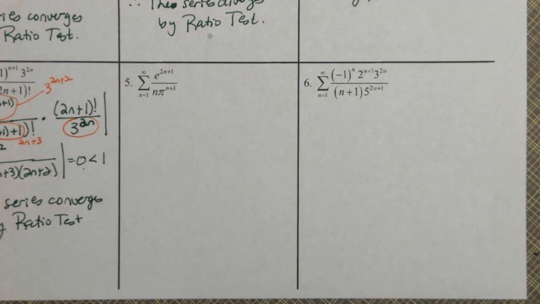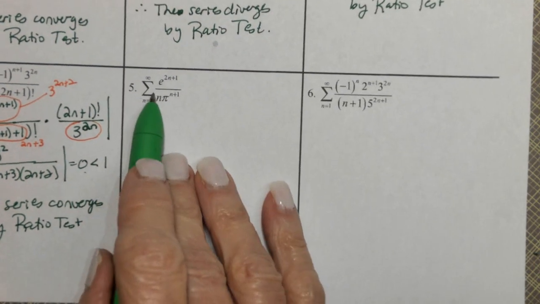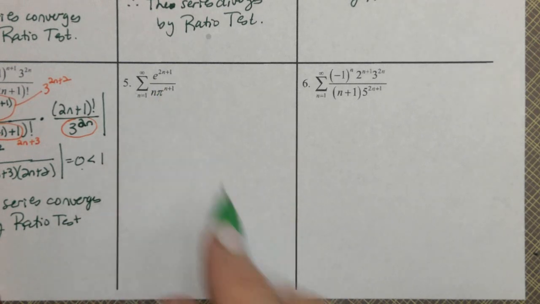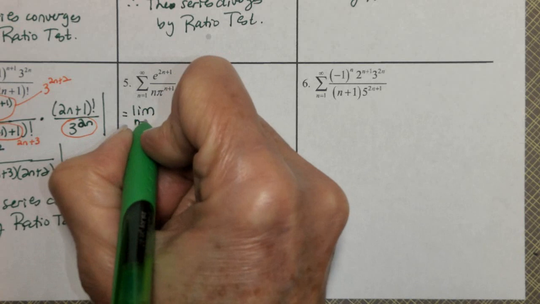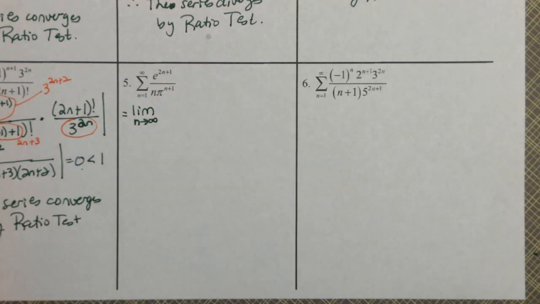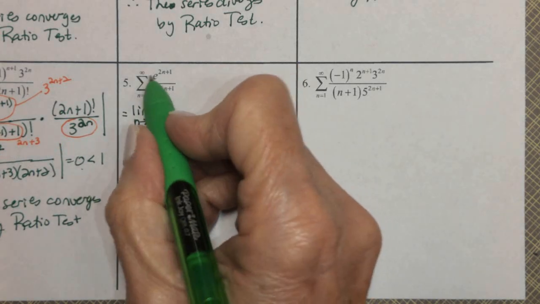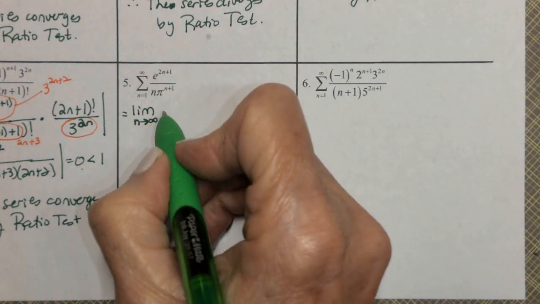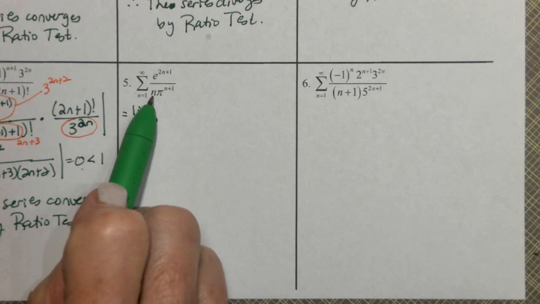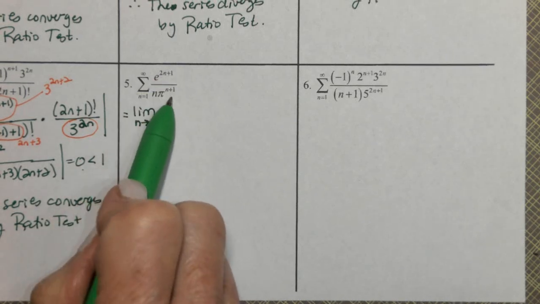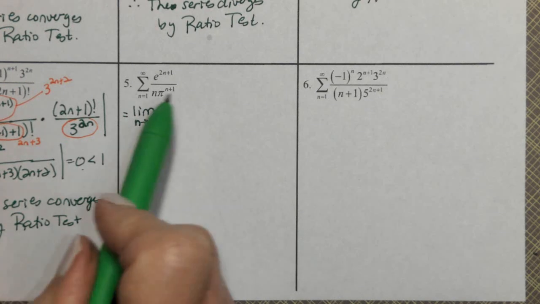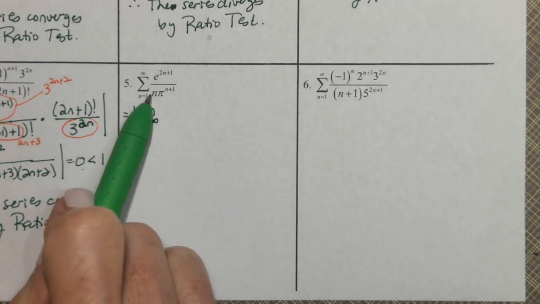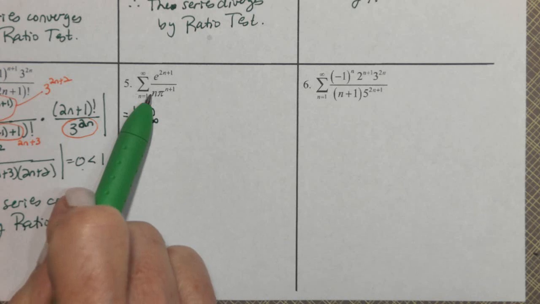Number 5. Okay, we have a fairly complicated expression, so this is ideal for a ratio test. By the way, this is not geometric. We cannot use the geometric series test on this because of that n right there. I could probably mess with this and get it in the form of a geometric series, but with the n here, we cannot use the geometric series test. This is not geometric.